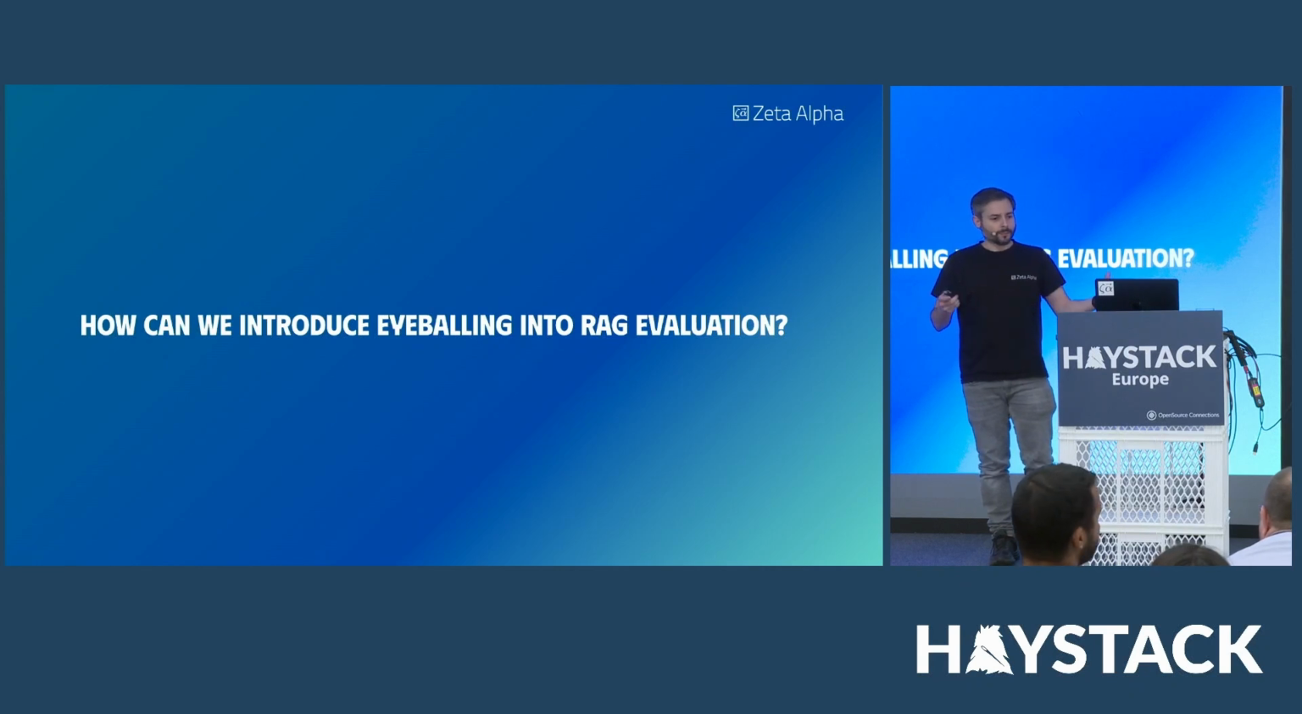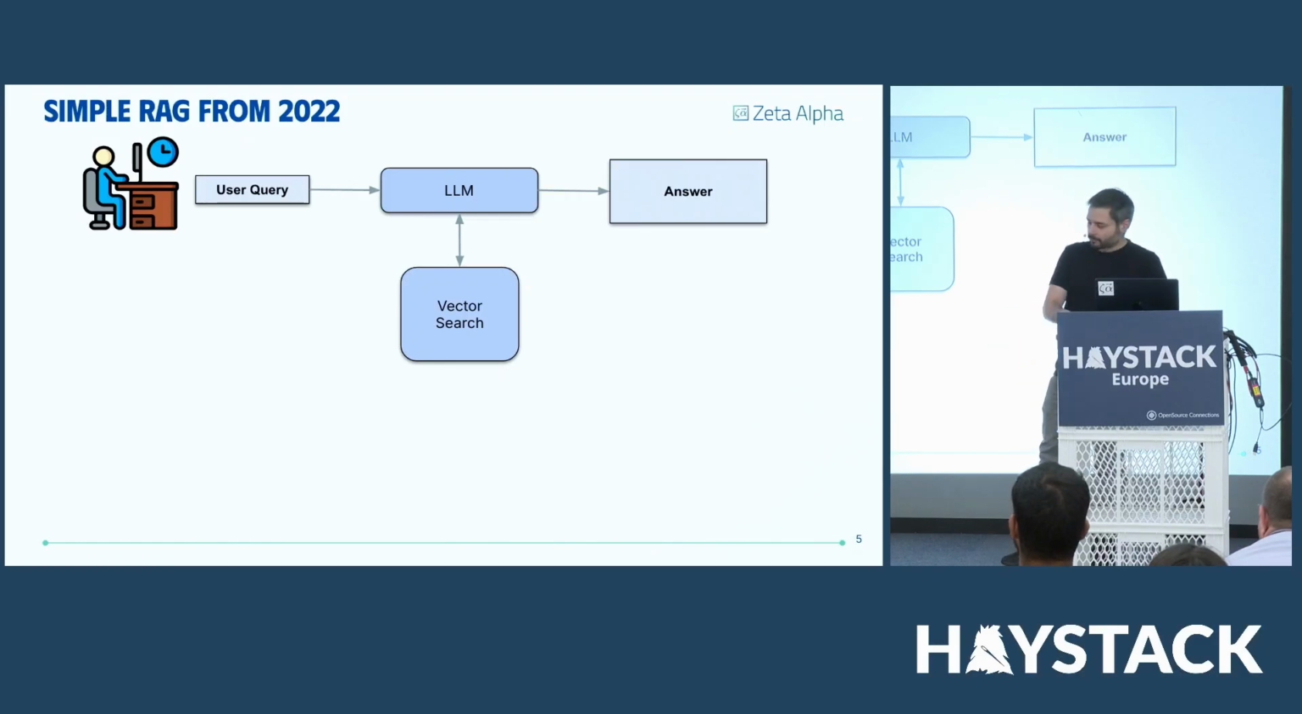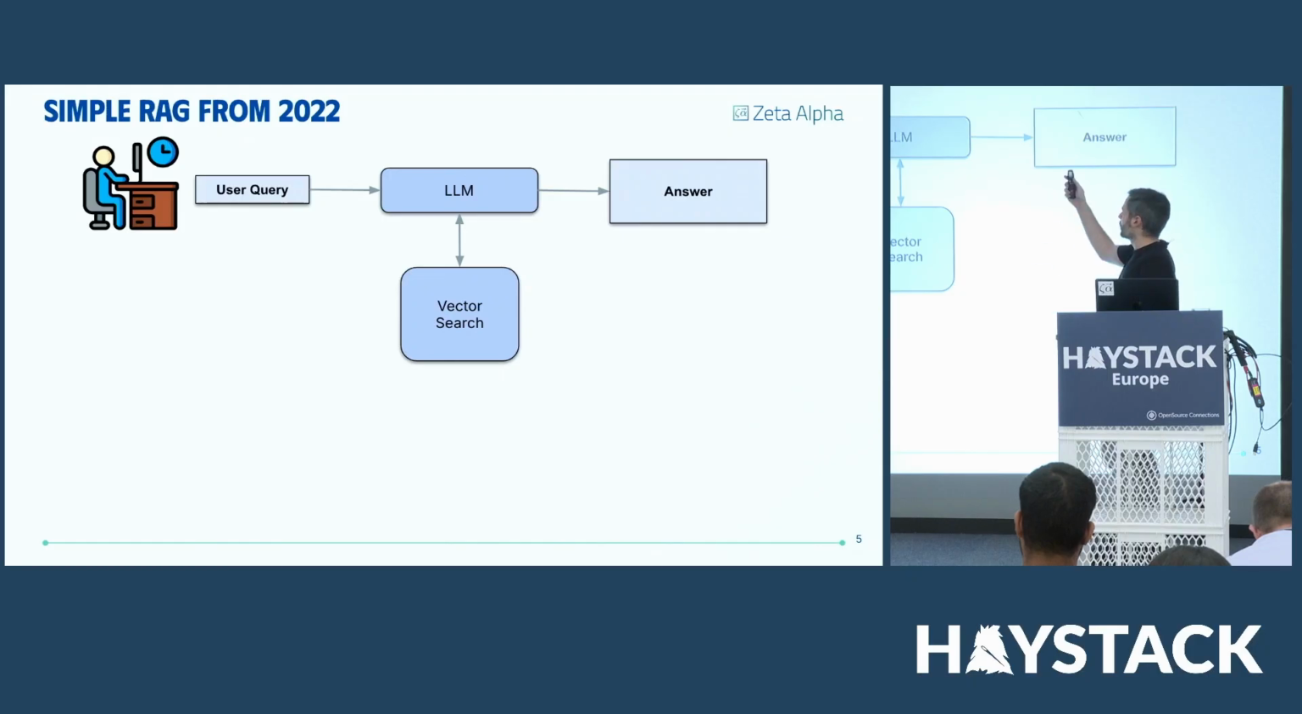To motivate a little bit how we did this, I want to go back all the way to 2022. This is how RAG systems were developed back then. You have an LLM connected to vector search. You ask a question, you pass the question directly to the vector search, you get some hits, then template them into the LLM to get an answer.